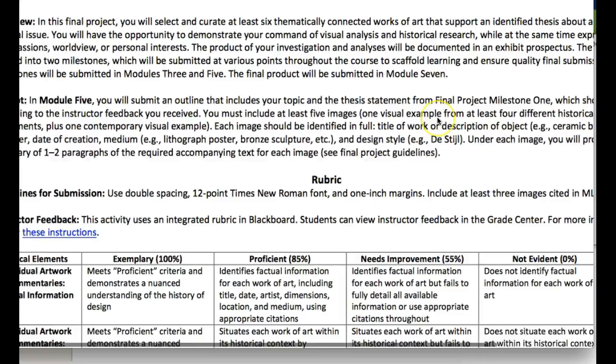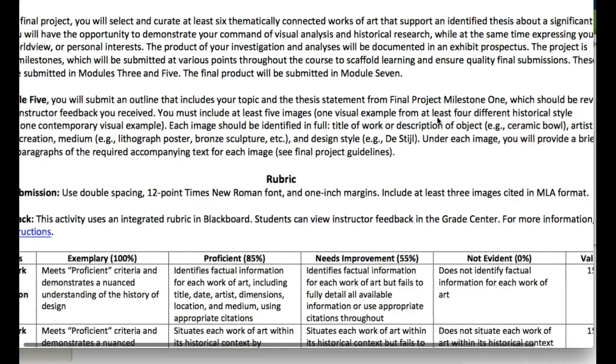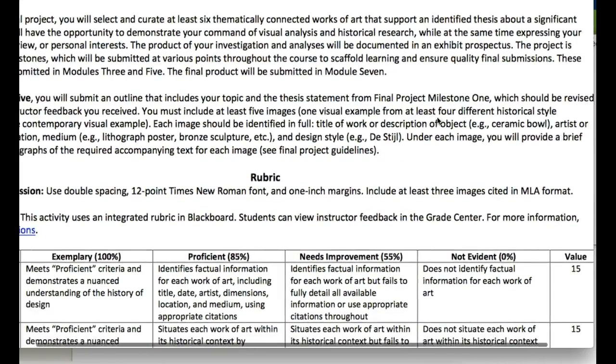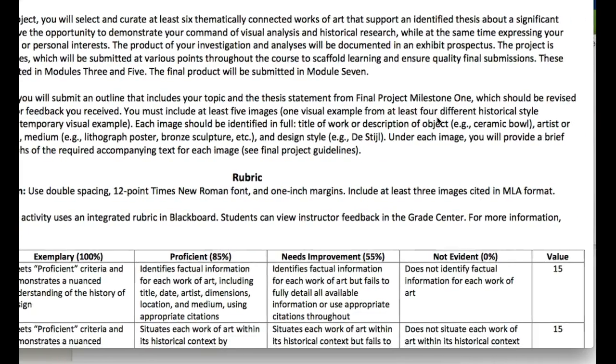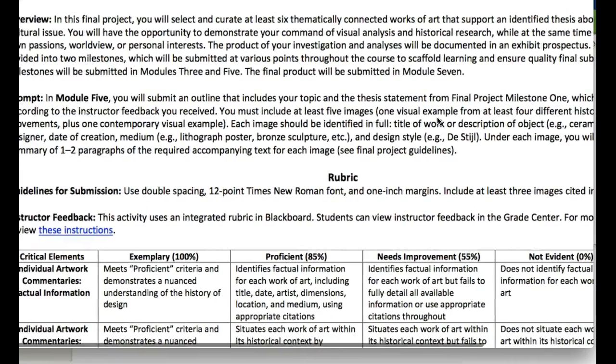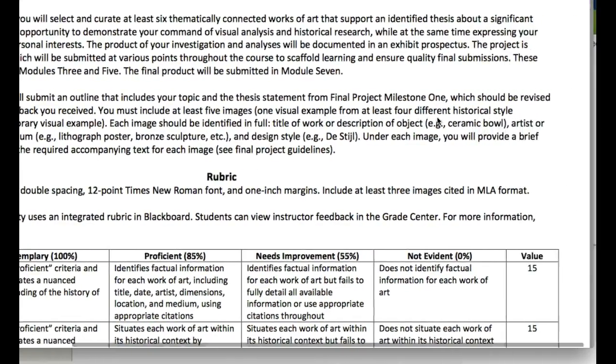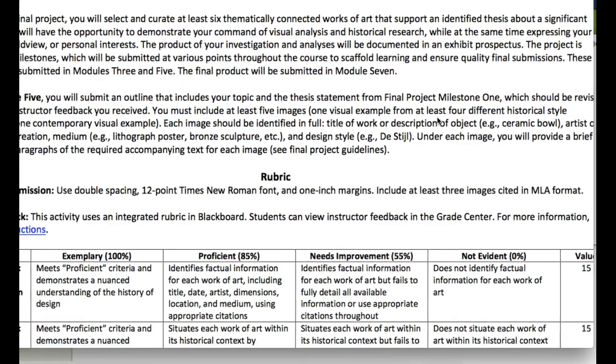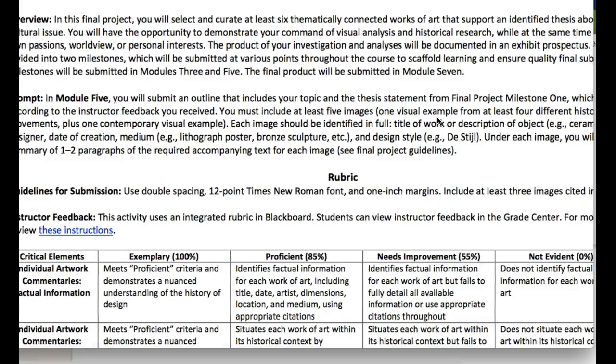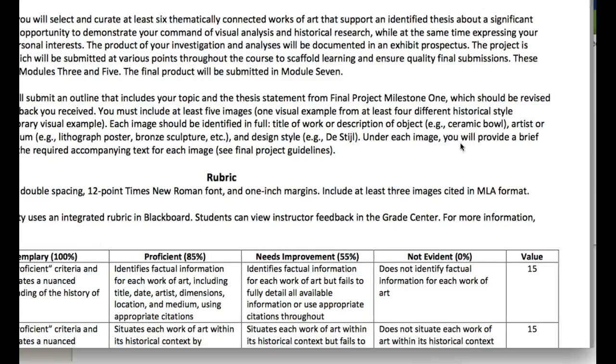introduction. So what are you going to do here? You're going to submit your outline that includes your topic and a thesis statement from final project 1. Remember, guys, it's got to be complete, all right? You've got to have shown that you're working on this. According to instructor feedback, which everyone got ample of, many have already reposted. Thank you so much for that. For those of you who haven't, please consider doing so very soon if that was a request.